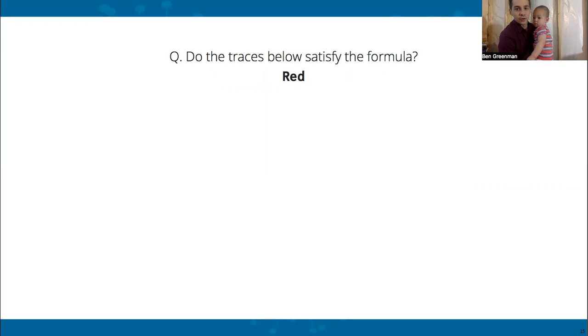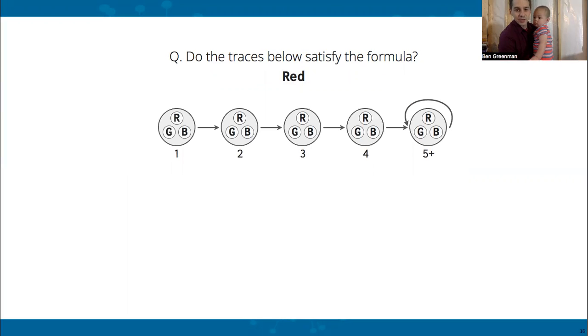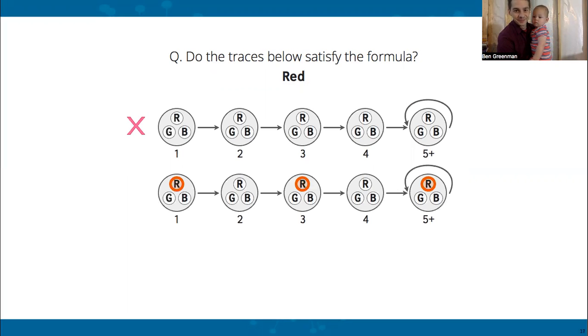Here's another question. Consider the formula red. And now here's a trace. No lights in none of the states. Does this satisfy the formula red? Yes or no? No. There's no red, so no.